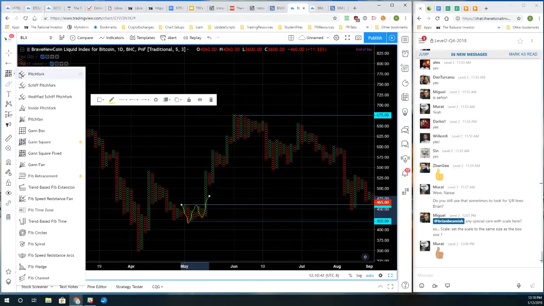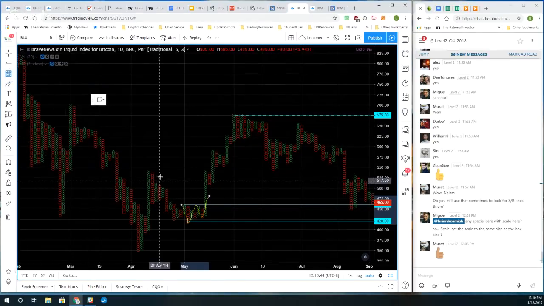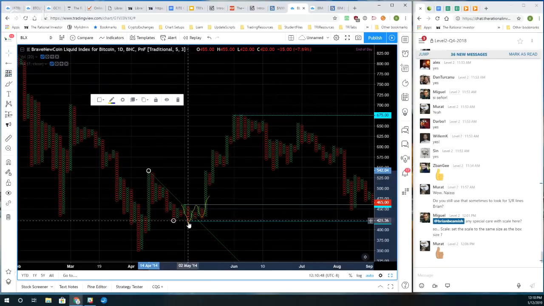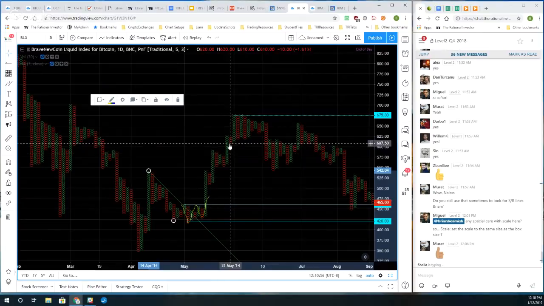And we could also do a 45-degree angle. So if anything, this is like an LJ, right? 1, 2, 3, first market structure on the other side of the trend line break, buy signal. Does that make sense?